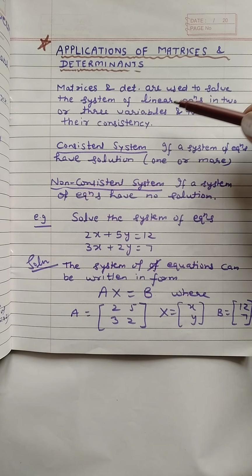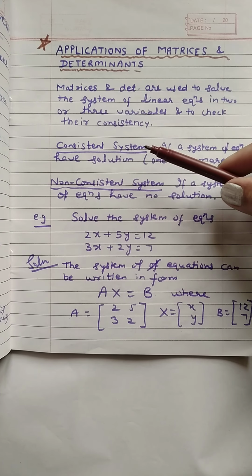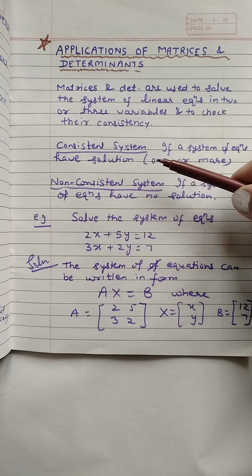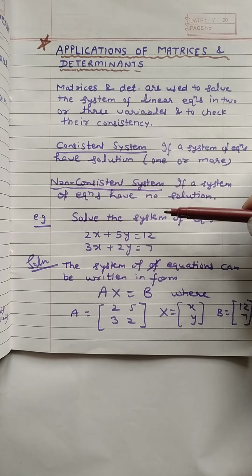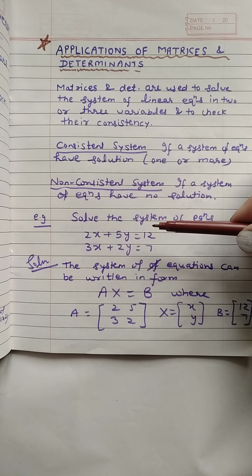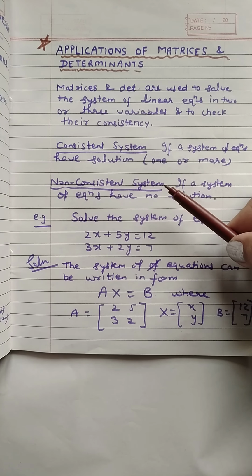See, these two chapters are used to solve the system of linear equations in 2 variables or 3 variables and to check the consistency of the system. A system is said to be consistent if it has a solution, whether one or more. And if a system has no solution, then it is a non-consistent or inconsistent system. That you have read in 10th class also.